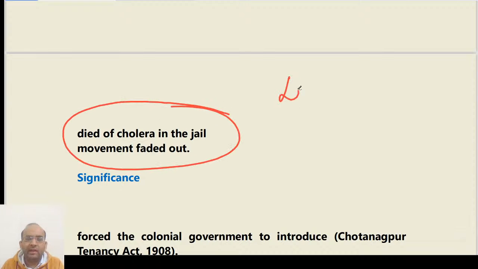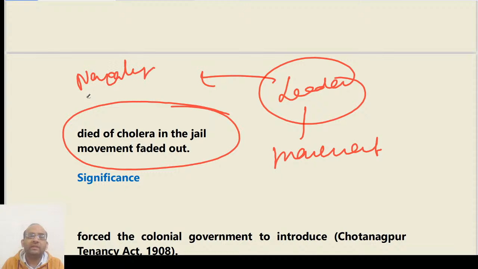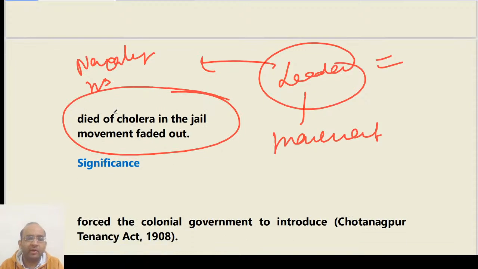And since the leader was eliminated, so was the movement. So this is also the second learning. If you are writing solutions for Naxalism or insurgency, terrorism, etc., you can write a solution that we should target leaders so that that movement, that phenomenon can be wiped out in a short period of time.